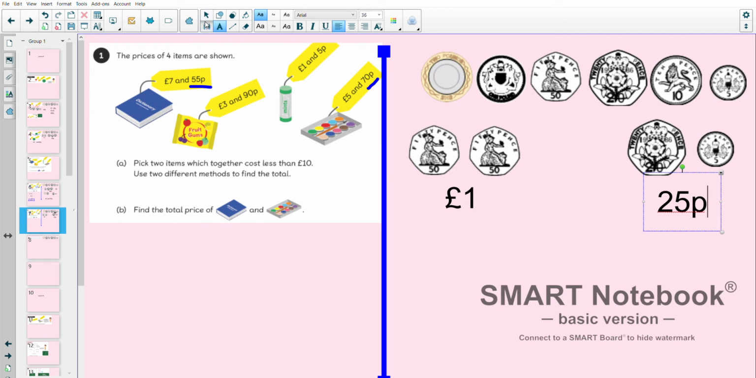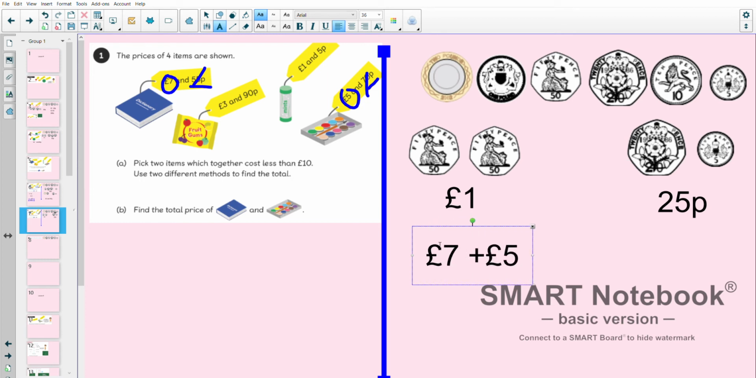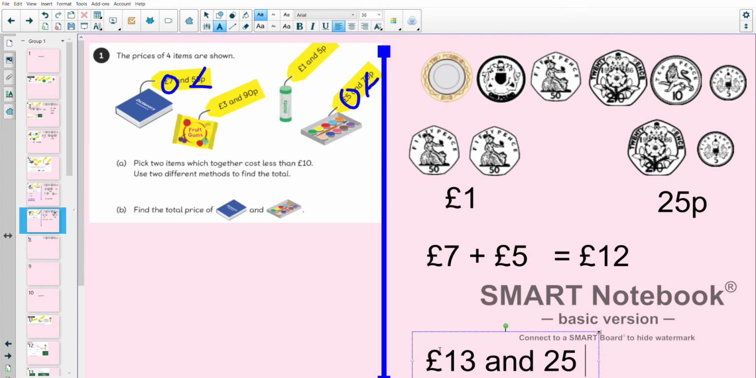Now that I've added the pence together, I now need to add the pounds together. I know that £7 add £5 is the same as £12. I could use money to do that, or I could just do it in my head. Altogether, that means I've got £12 and £1, which is £13, and 25 pence. Let's see if the other method makes the same answer.